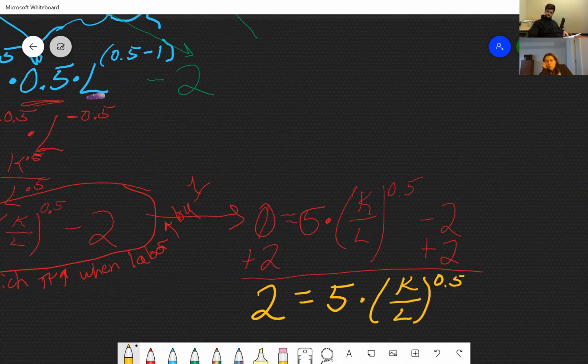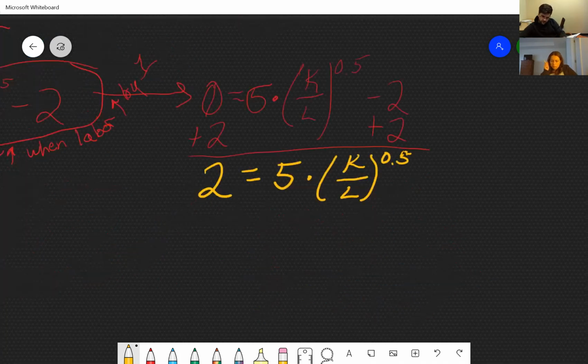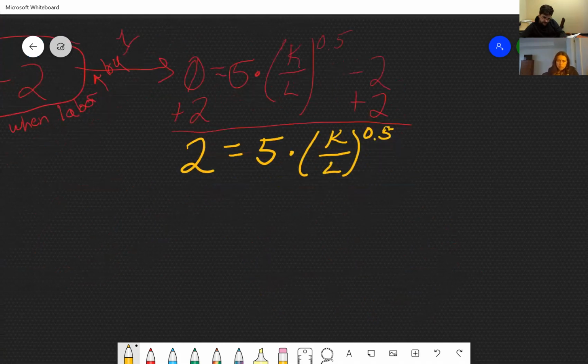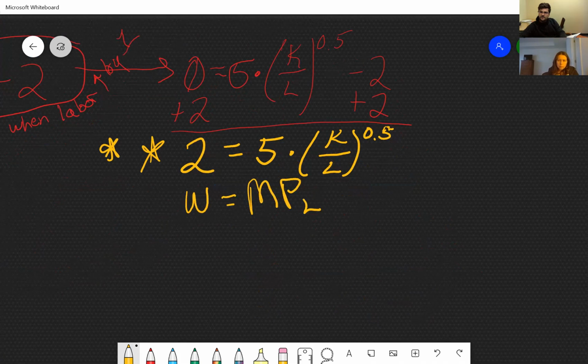Now, this right here, it's just a plug and chug, right? Well, let's just do it. But we're going to come back to this point, because this is the wage is equal to the marginal product of labor, okay? So the shortcut has you skip all those other steps. Does that make sense? Yeah.